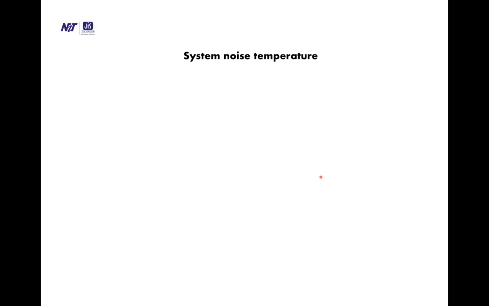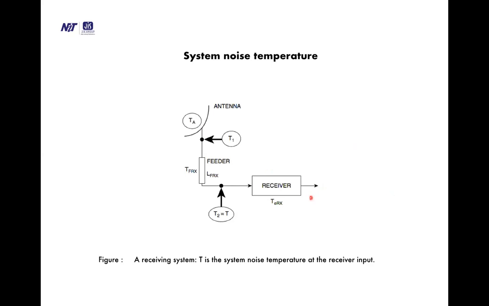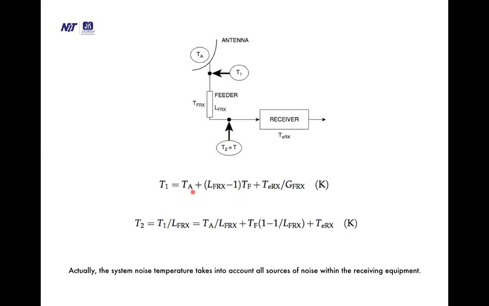Now today's topic is system noise temperature. So this is a receiver, this is an antenna, and this is the feeder, and this is the feeder loss. This is the temperature T1. After this feeder loss, the temperature becomes T2. This T1 is the temperature at the antenna receiving side, plus the loss at the receiver minus 1 into TF, plus the receiver part's temperature divided by the gain. Now, T2 is equal to T1 divided by the losses. So ultimately, T2 becomes this.